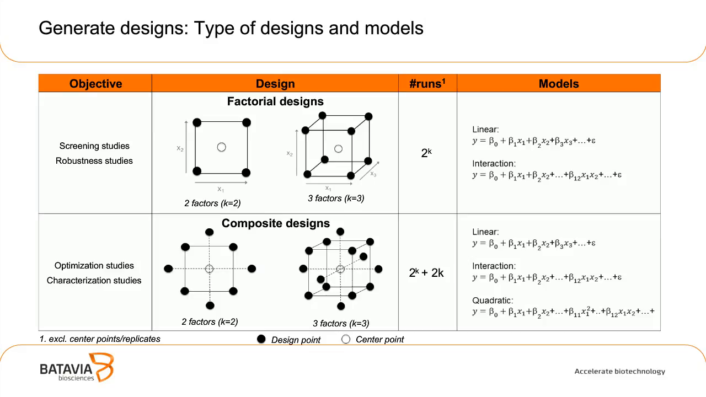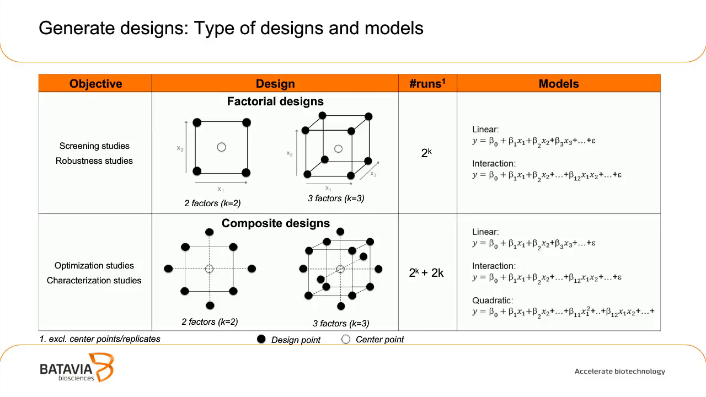On the right column, you see the models that you can use. So those are the models that can describe the outcome of these designs. And the first one is a linear model. So that is a model that takes into account the effects of each separate factor. And you have an interaction model that is basically the same as a linear model, but added to that are the effects of the factors combined. So you see here the beta 1,2 times x1 and x2.